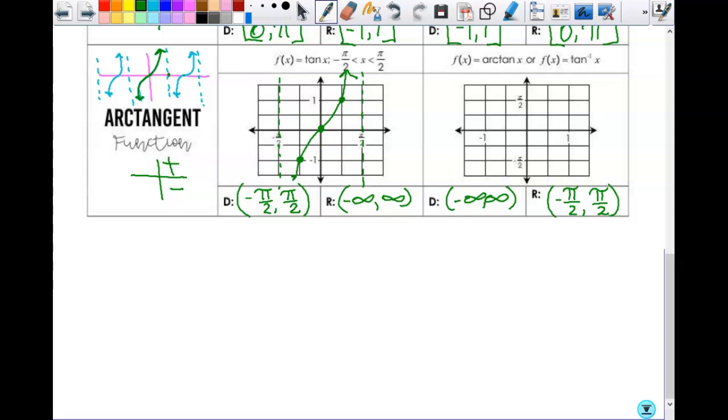Pi halves and what? Okay, I know what you meant, but pi halves and what? Negative pi halves. When the tangent value is -1, what is the angle measure? Negative pi fourths. When the tangent value is 0, the angle is 0. When the tangent value is 1, the angle measure is pi fourths.